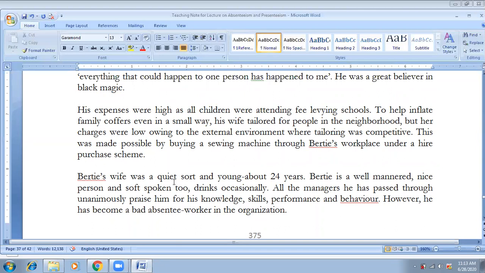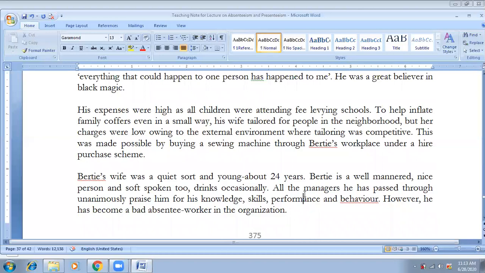Bertie's wife was quite short and young, about 24 years. Bertie is a well-mannered, nice person, and soft-spoken too. He drinks occasionally. That's another bad habit, bad lifestyle. Occasionally might be okay, but anyway, his health is deteriorating. Then all the managers also spending money, taking hard-earned money.